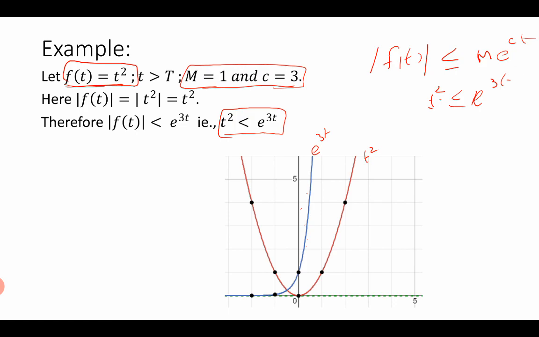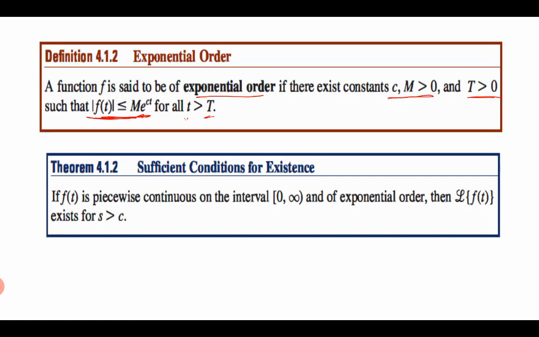So for this function we can find a Laplace transform. Why we study exponential order here: it is a sufficient condition for existence of the Laplace transform. If f of t is piecewise continuous in the interval closed at 0 and open at positive infinity, and of exponential order, then the Laplace transform of the function exists for any s greater than c. C is the choice here.